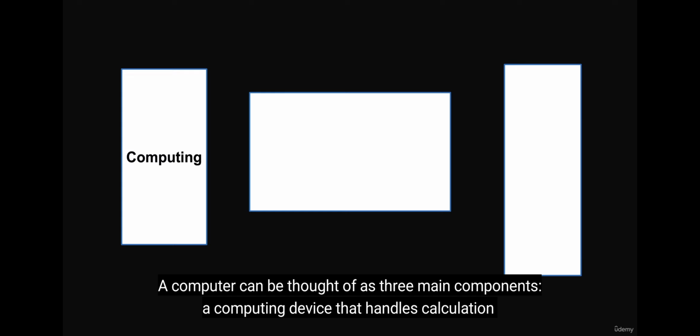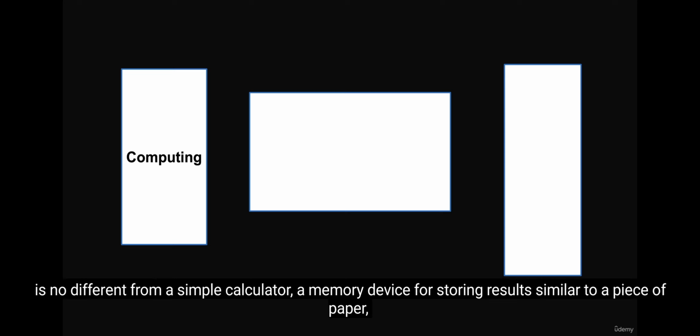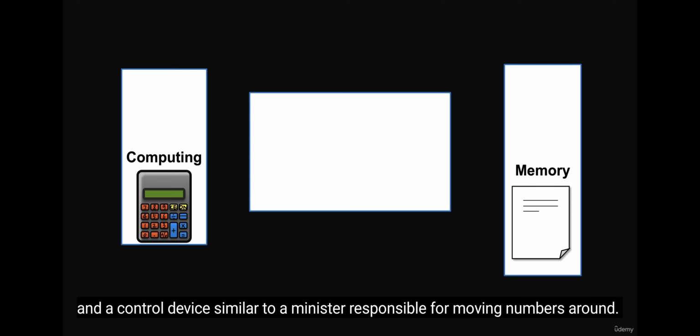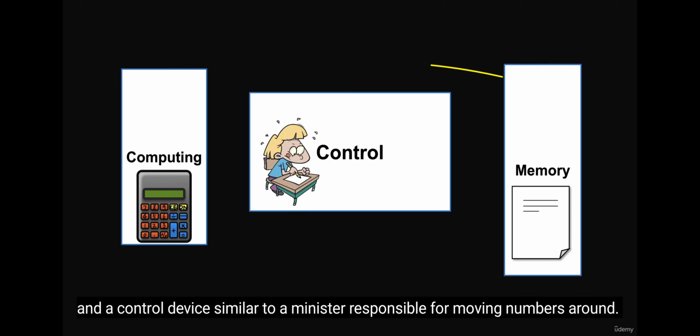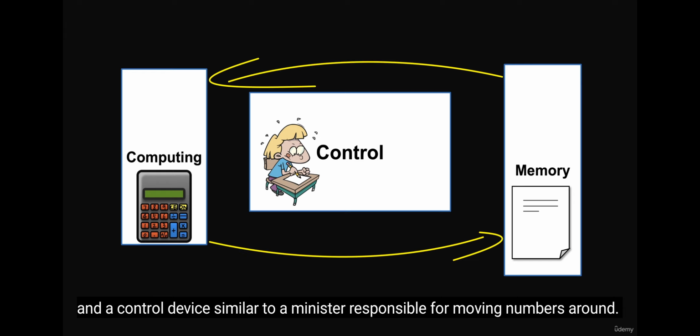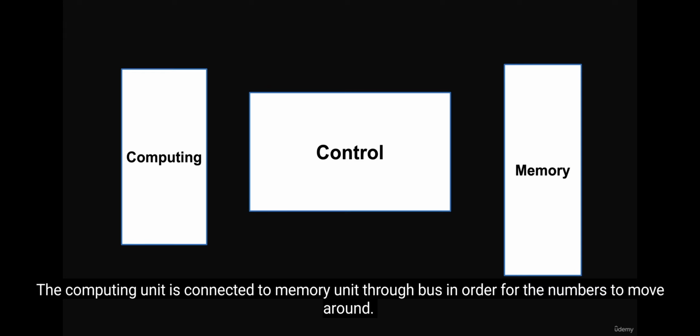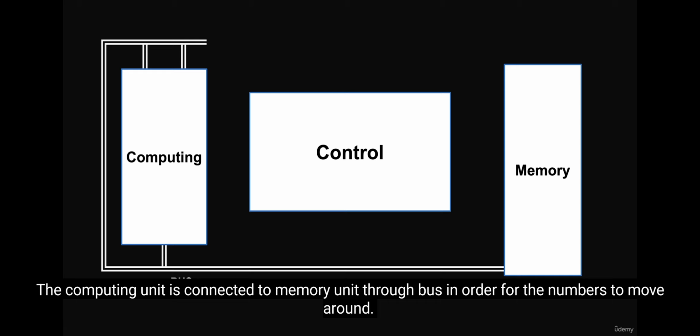A computing device that handles calculation is no different from a simple calculator. A memory device for storing results, similar to a piece of paper. And a control device, similar to an administrator, responsible for moving numbers around. The computing unit is connected to the memory unit through a bus in order for the numbers to move around.